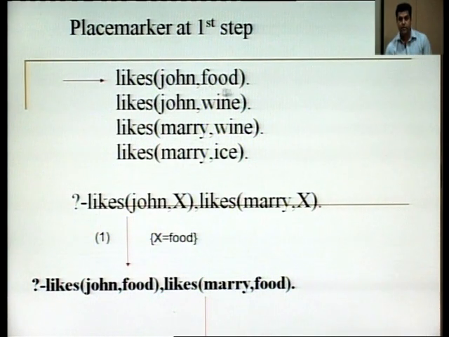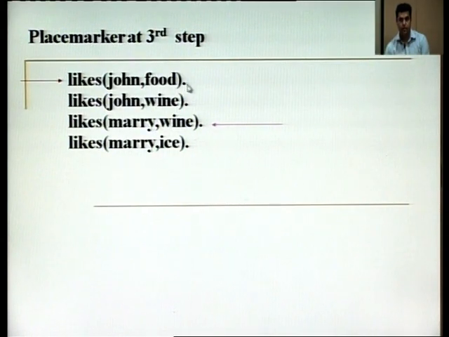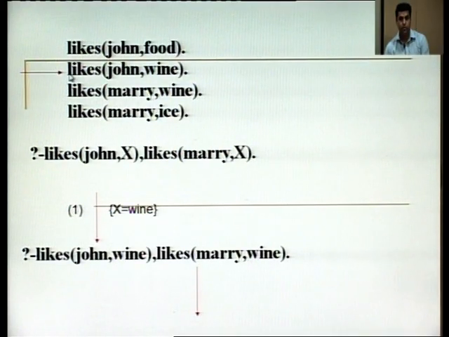The variable X is instantiated to food. That's why X is equal to food. It means likes(John, food), and the same variable X over here is likes(Mary, food). So, it succeeds. Let us see whether it succeeds or not. Is it present in the facts? No, it is not present. Mary wine, Mary ice. No, it is not present. So, what will happen? It will backtrack to another value of X.